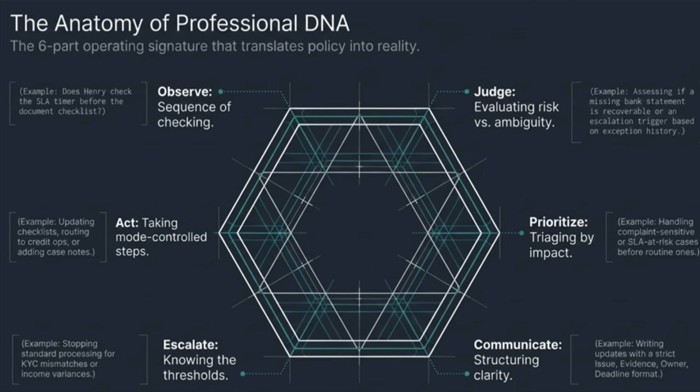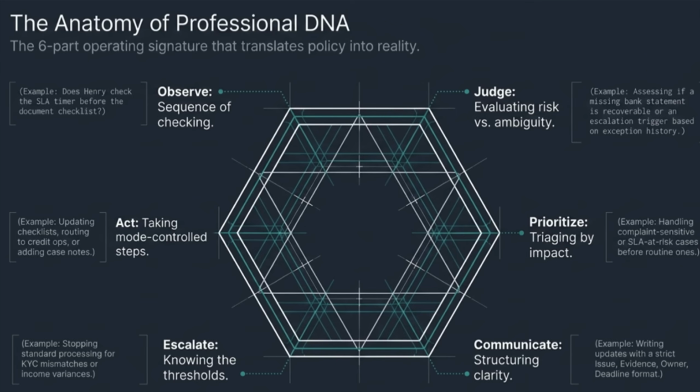Henry's digital replica should learn patterns such as: Henry checks the SLA timer before the document checklist. Henry reviews exception history before deciding whether to escalate. Henry treats a missing bank statement as recoverable if the customer has a clean exception history. Henry escalates income variance when it crosses policy threshold and supporting documents are insufficient. Henry writes updates using issue, evidence, owner, deadline, and next action. Those patterns become Henry's professional DNA.